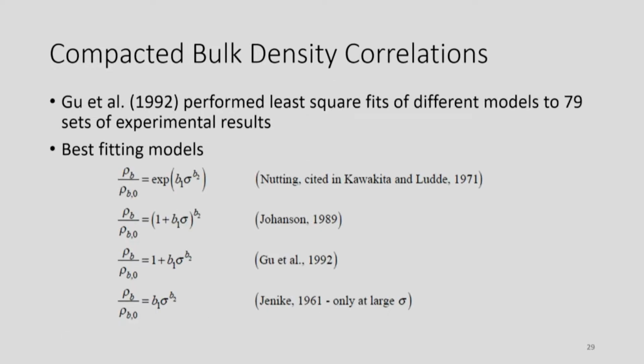Again, these are some of the best fitting models for compaction of powders that relate stress and bulk density. Again, Johanson is very common. Again, Jenkins is used at very large stress values. So if the silos are tall, then you can use this Jenkins relationship. Okay. Again, those are simple relationships based on the change in density over stress values.